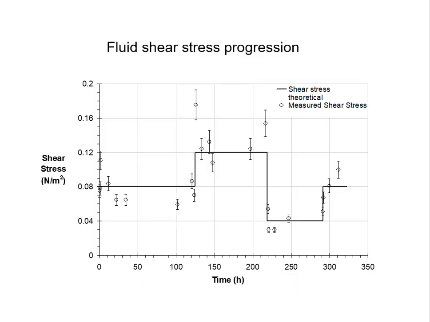So if we look at a typical experiment, this was, I believe, the first experiment. I started with a certain shear stress and kept it that way till I had a significant biofilm. Then I increased the flow rate, so I increased the shear rate by 50%. Kept it there for a while, then I decreased it by twice as much, kept it there for a while, increased again, back to where I started.